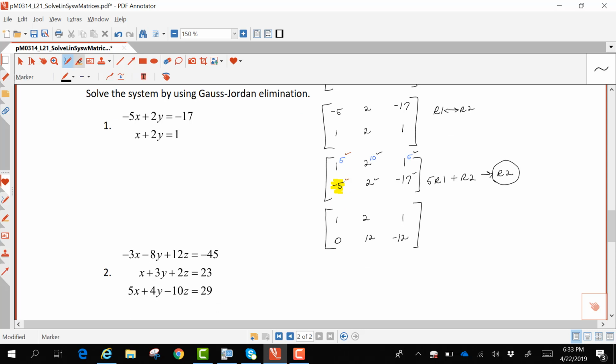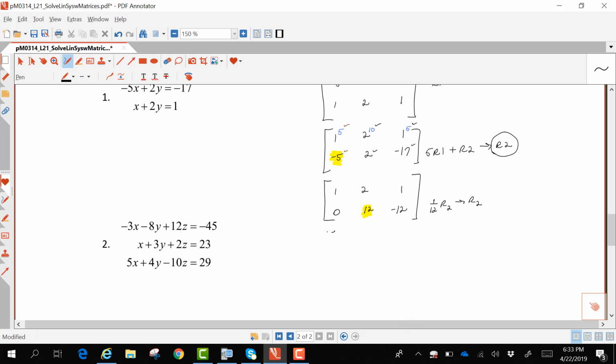Now my goal is to get the second 1 in the diagonal. The easiest way to make that happen in this case would be to take 1/12 of row 2 and put those results back into row 2. I'm not even touching row 1 in this operation. 1/12 of 0 is 0, 1/12 of 12 is 1, and 1/12 of -12 is -1. At this point, I have the 1s down the diagonal and the 0 in the bottom left corner. I now want a 0 in the highlighted position.